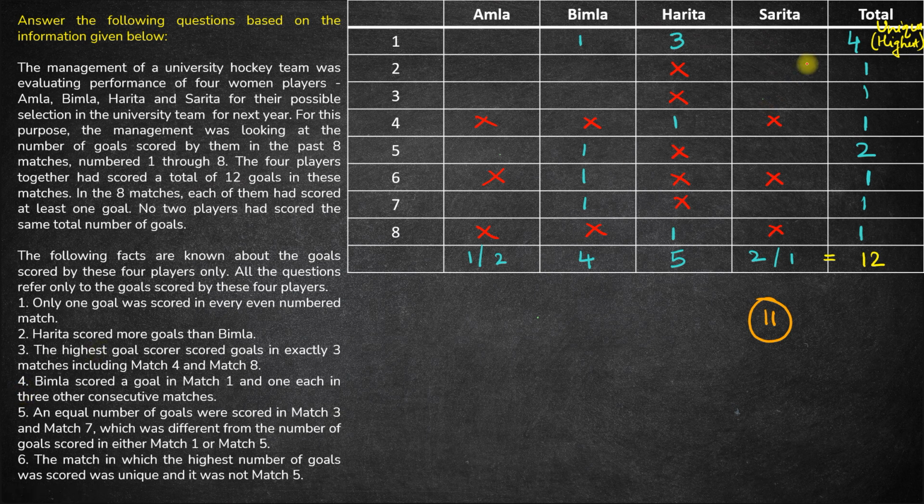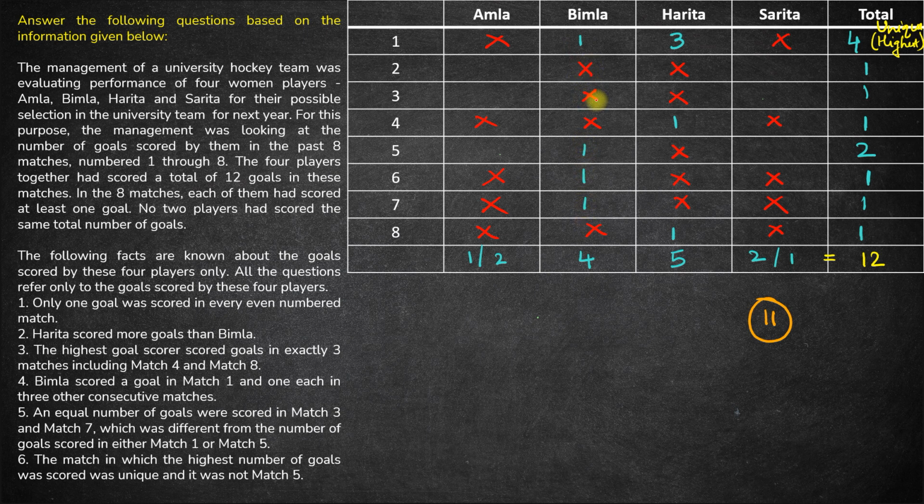So what we have so far is 4 goals were to be scored in match 1. So A and S cannot score. Right? 1 goal has to be scored in match 7, which is scored by Bimla. So A and S cannot score. Right? 2 goals have to be scored in match 5. One of them has already been scored by Bimla. It means the remaining goal can be scored by either Amla or Sarita. And for Bimla, total 4 goals have to be scored. They have already been scored.